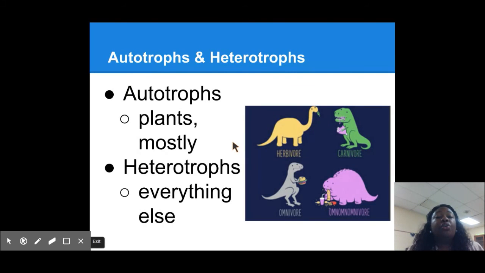All right, so heterotrophs and autotrophs. Autotrophs eat mostly plants, and heterotrophs eat everything else. So remember when I mentioned earlier, you all talked about this when you talked about dinosaurs in elementary school. So here's an example. You have herbivores, carnivores, omnivores, and something else that eats everything. That's the heterotroph.